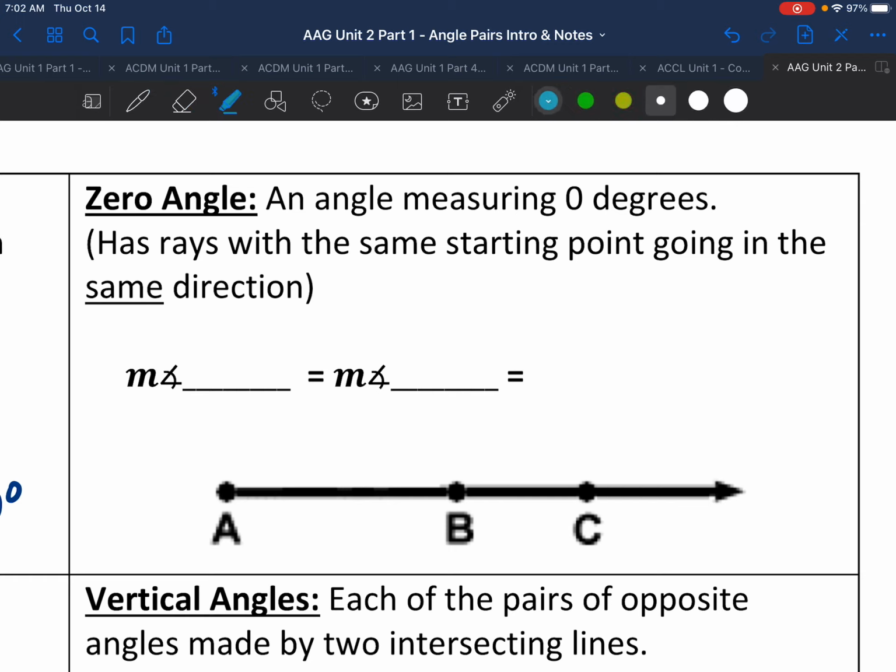If I trace in this order, from B to A back to C, there's no space or degrees in between. So I'm going to call this angle BAC, or I could reverse the letters and go from C to A back through B. There would be 0 degrees or 0 space in between, so we're going to say that is a zero angle.